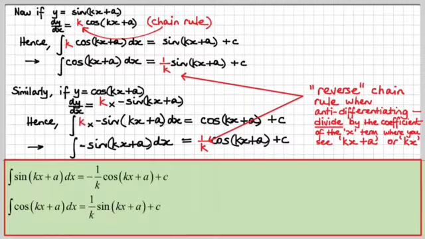Okay? Alright, here it is in all its glory. If we're anti-deriving sine of kx plus a with respect to x, we get minus 1 over k times cos of kx plus a, plus c of course. And if we're anti-deriving cos of kx plus a with respect to x, we get 1 over k times sine of kx plus a plus c. Reverse chain rule. Just divide by the coefficient of the x term in this bit in here, behind the cos or behind the sine. Okay? You get it, don't you?